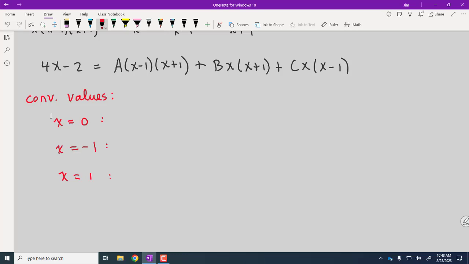So now we just plug in the convenient values. And watch how slick this is. Plugging in 0 on the left gives -2. Plugging in 0 on the right, this is gone, and this is gone. If you plug in x equals 0, both of those are gone, and you're left with a multiplied by -1 multiplied by +1. So you get that a is 2. So if we have linear factors, this is definitely the move, the convenient value method.